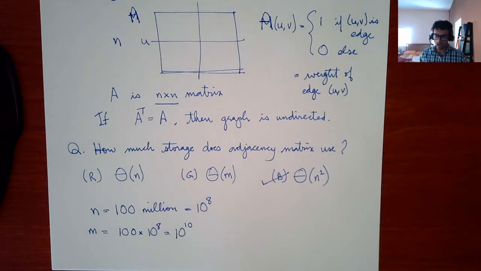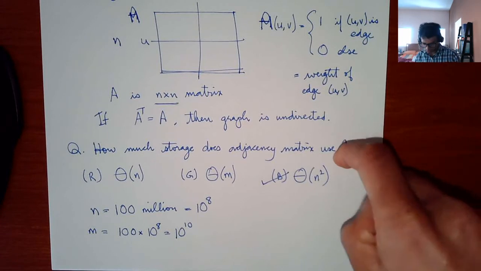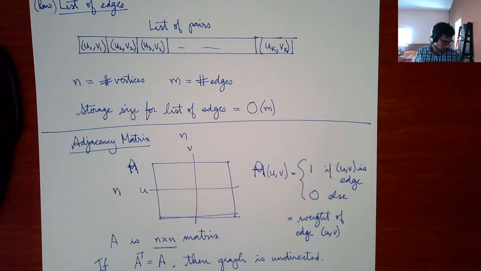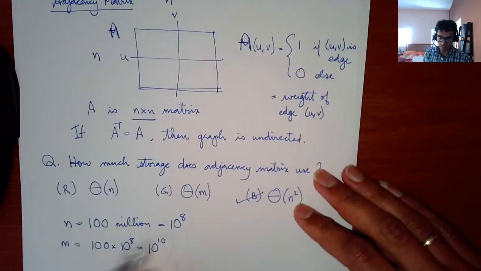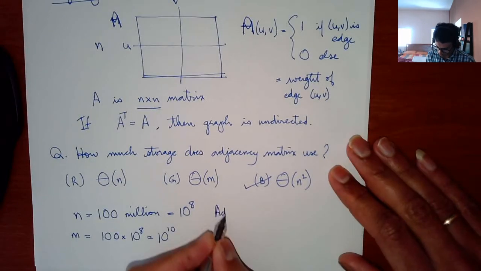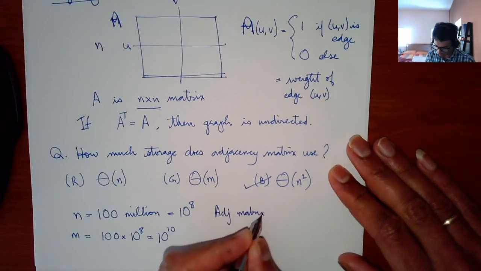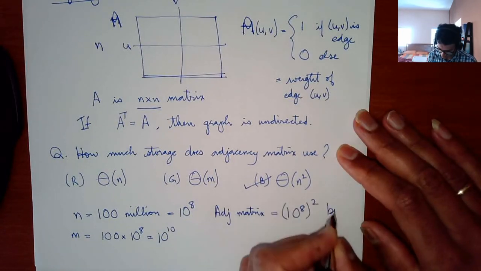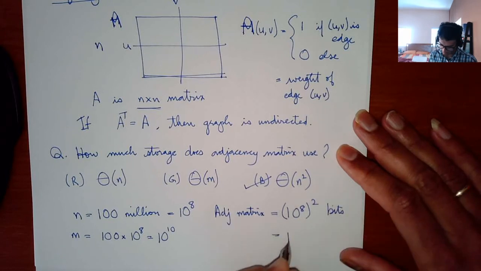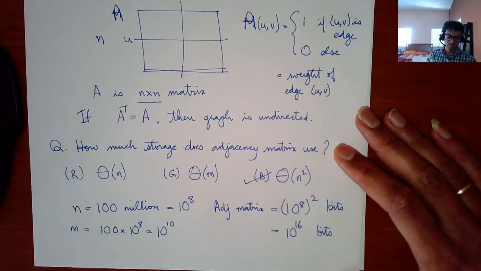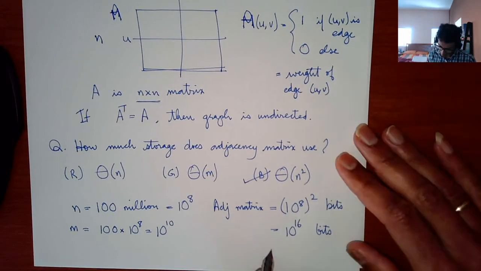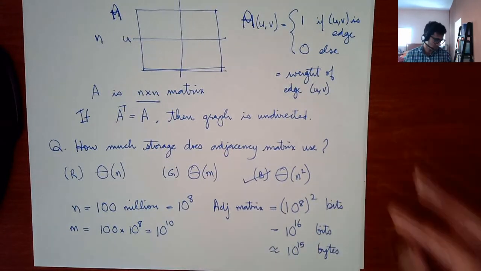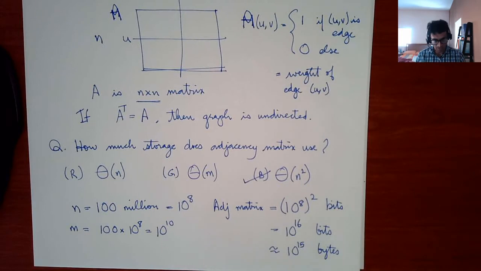Let's look at how much storage an adjacency matrix uses versus how much storage a raw list of edges would use. Okay. So the adjacency matrix, I'll put this right here. And I'm just using very rough approximation. That's about 10 to the 8 squared bits. That's 10 to the 16 bits. Approximating, I'll say that's 10 to the 15 bytes.